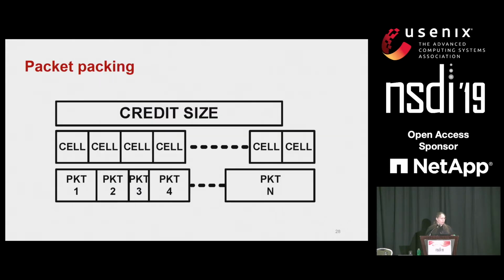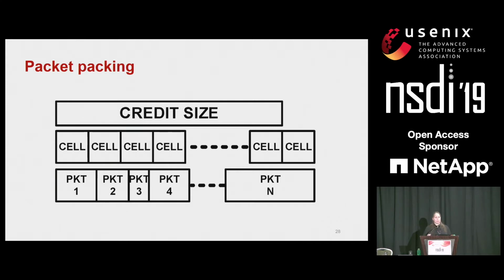The last property of Stardust is packet packing. So I mentioned that we are using fixed size cells, and we've got a credit: you can send now 4 kilobytes to the fabric adapter. Each cell is 256 bytes, optimally fitting into the pipeline.